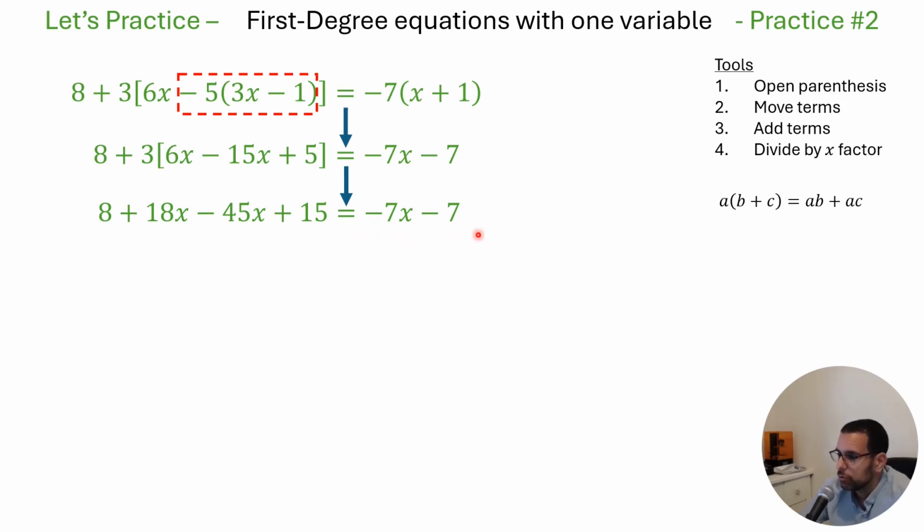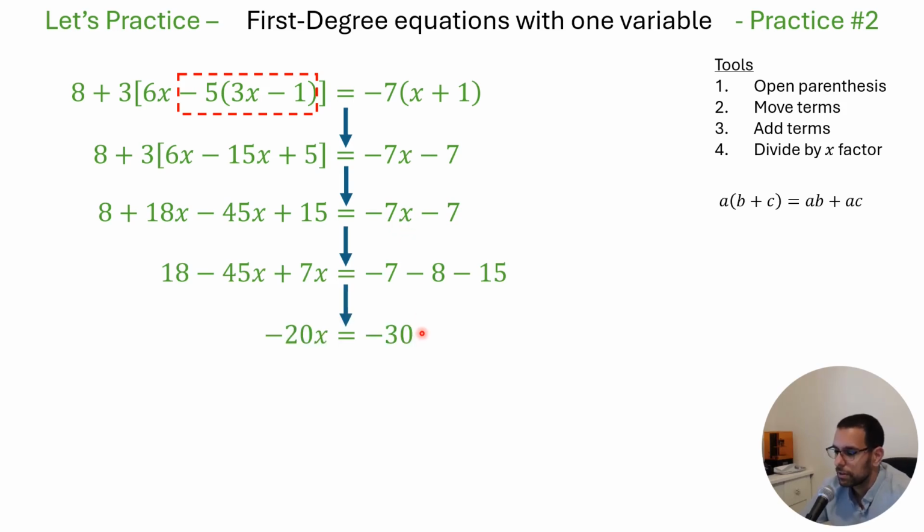Now we need to move terms around in order to get all the x's on the left and all the things without the x on the right. And we did it. Now let's add the terms and divide by the factor minus 20, and we get that our answer is x equal to 3 divided by 2.